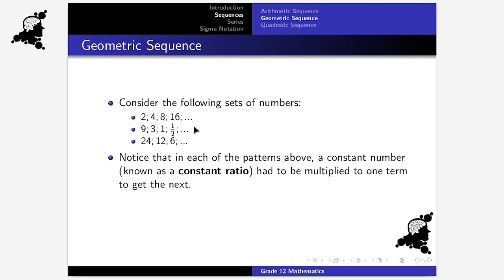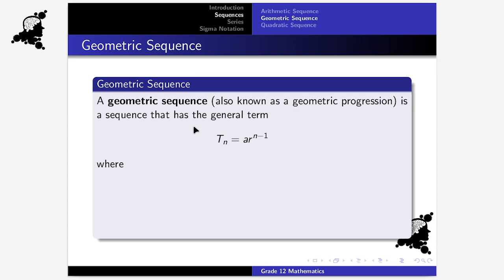In each of the patterns, as we have already figured out, there's a constant number. We call this number a constant ratio. We have to multiply or divide it to one term to get the next term. Such a type of sequence is known as a geometric sequence. Now, what are the properties of a geometric sequence?